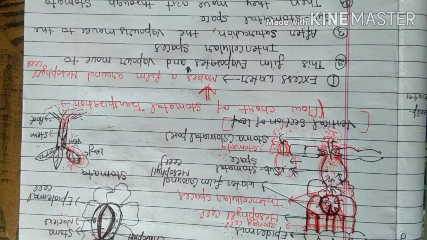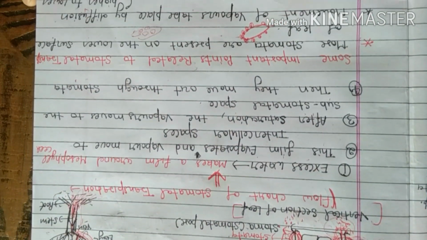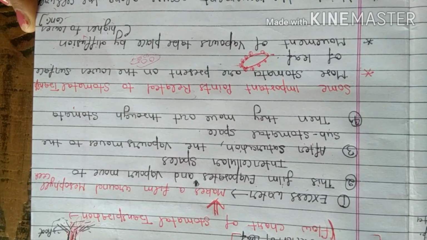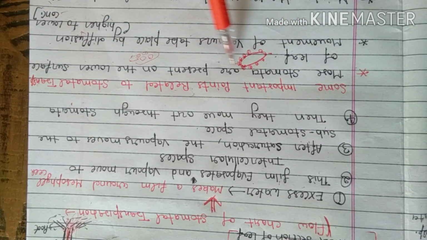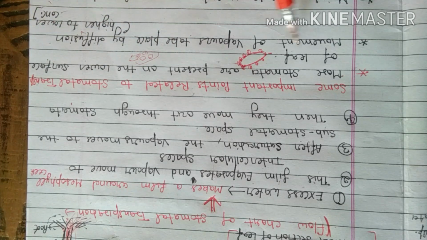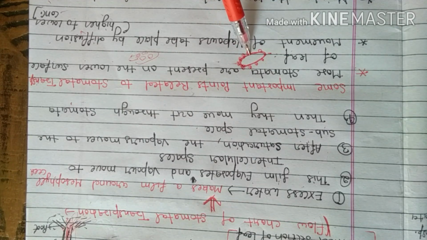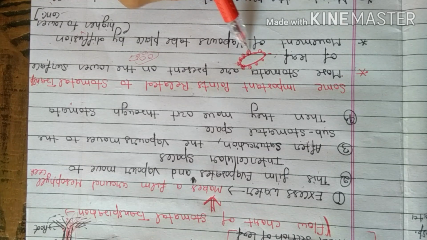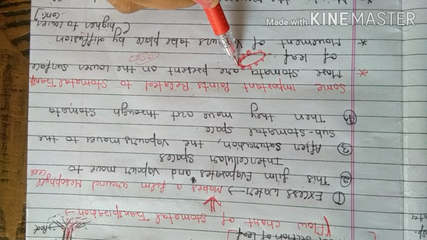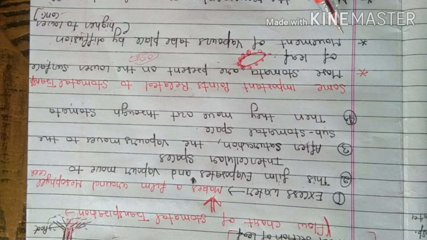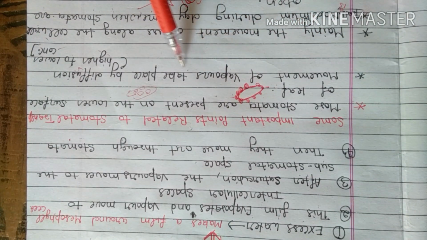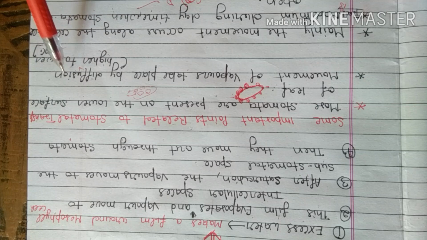Understand? Here are some important points related to stomatal transpiration. First, more stomata are present on the lower surface of the leaf. See, this is the leaf, this is the lower surface. More stomata on the lower surface of the leaf means maximum transpiration.